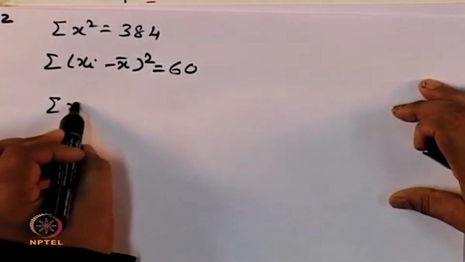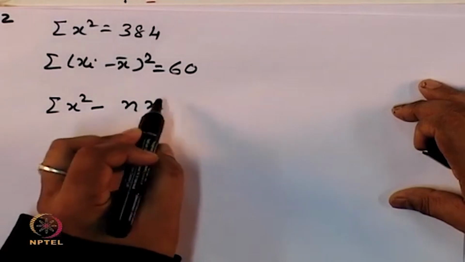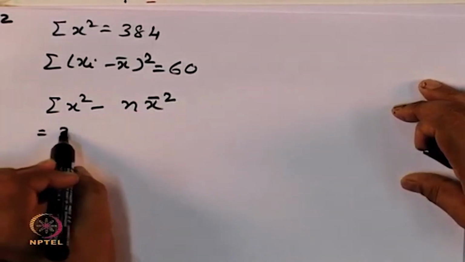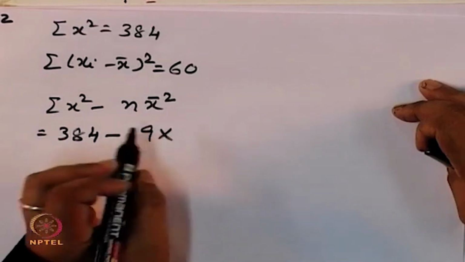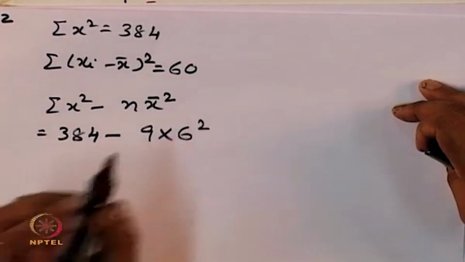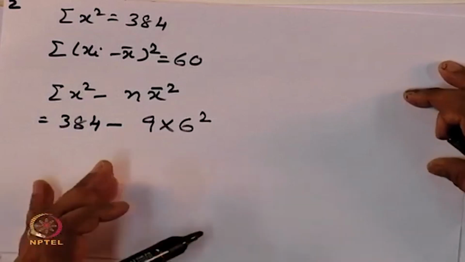Now, summation x square minus n times x bar square is equal to 384 minus the total number, which is 9, into x bar, which is 6, squared. So, 36 and 9.